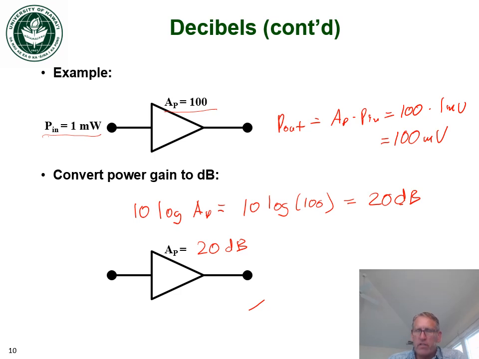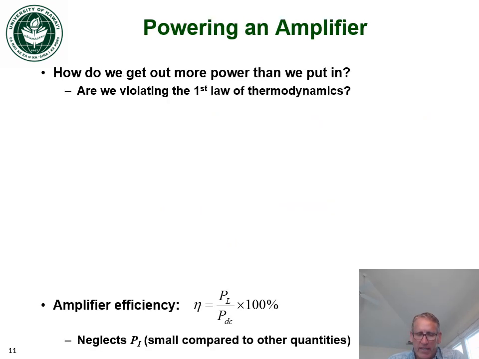All right, now let's talk about the actual power inside the amplifier. What's happening inside the amplifier? And how do we model it? And how do we think about it? In the previous slide, we talked about an amplifier that had some 1 milliwatt coming in and 100 milliwatts going out. Where does that power actually come from? Are we violating some law of thermodynamics in our model there?